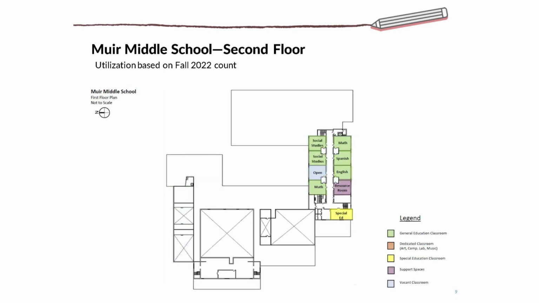And then this is up on the second floor. You can see there are another 9 classroom type spaces up there. One's special ed, one's a resource room, and one's open.